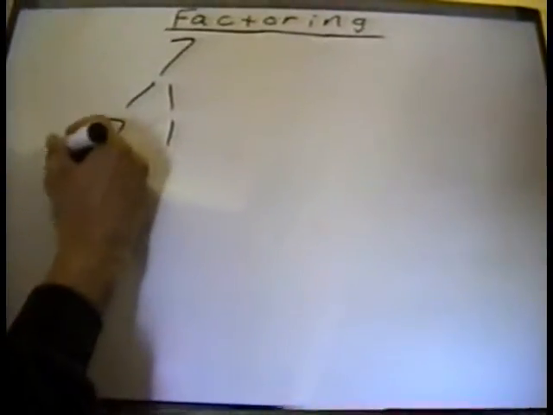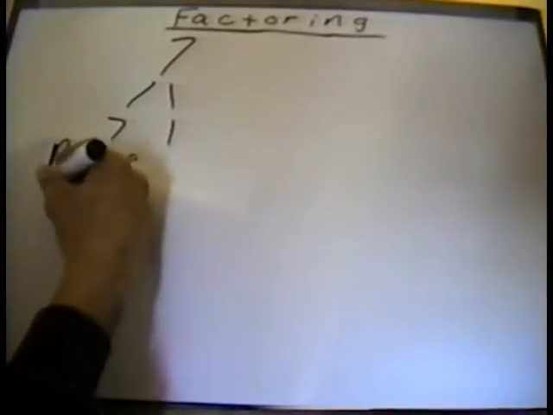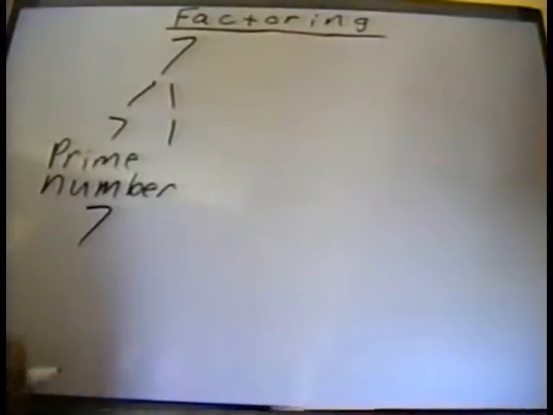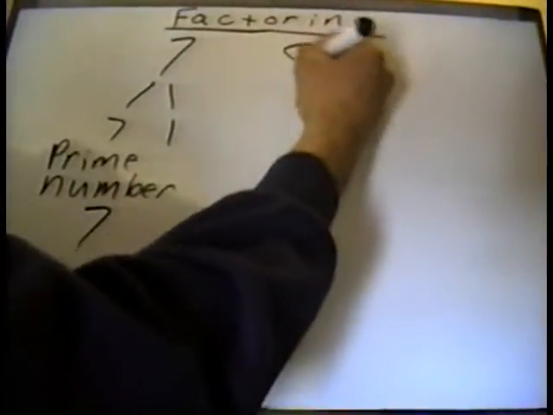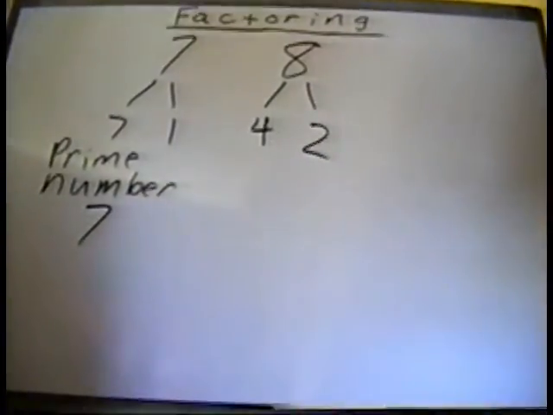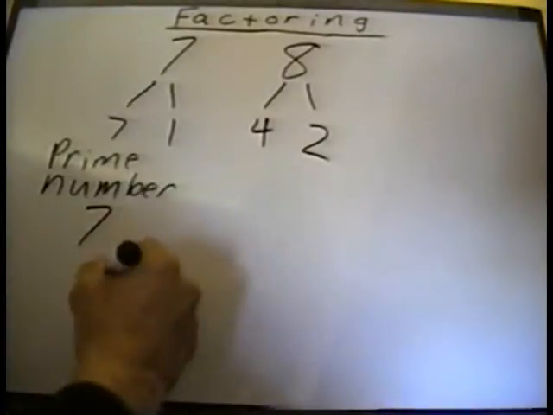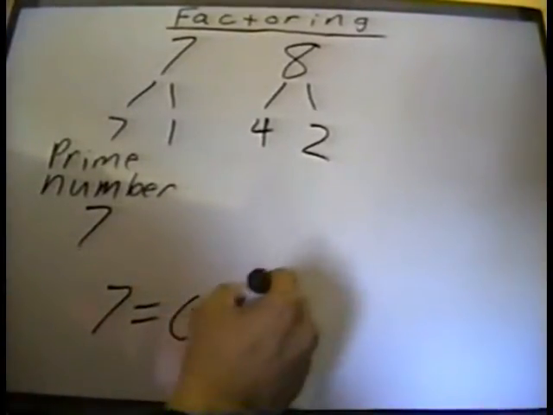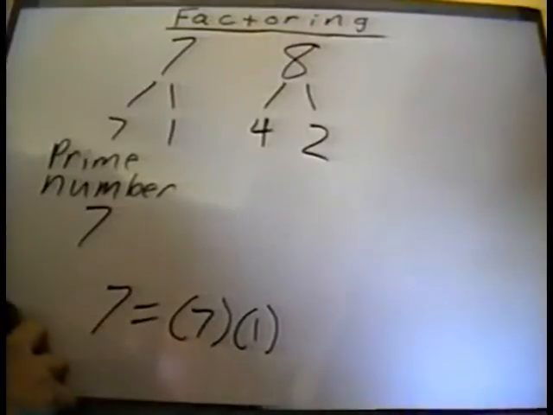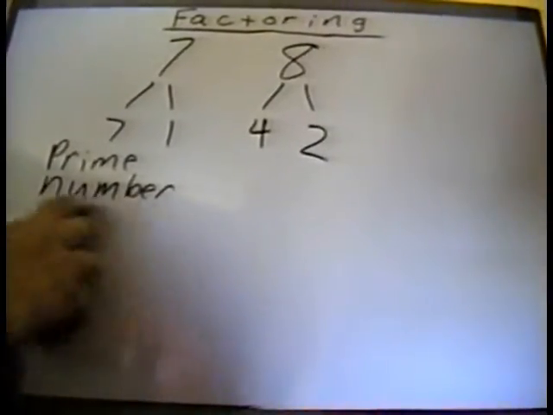Now 7 is factored into 7 and 1. And 7 is a prime number. We say 7 is a prime number. And we get to 8. Now we can factor that into 4 and 2. You would factor 7 into 7 and 1, but always remember that you can factor 1 out of any number, any time. Remember that.